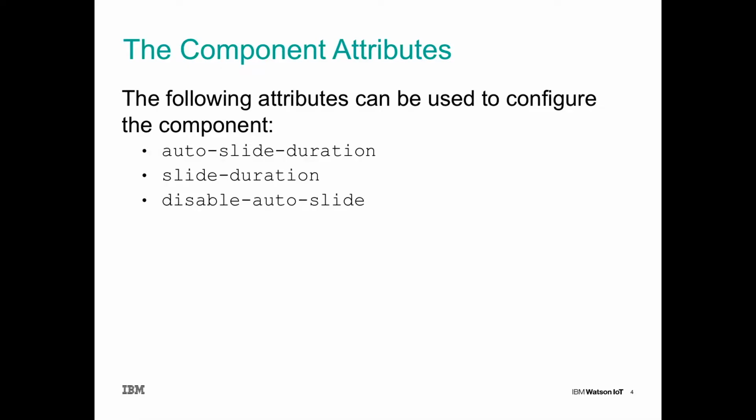Next, let's look at the component attributes. We can use auto slide duration to configure the waiting time from one slide item to the next. We can use slide duration to configure the transition speed when the item is slide. We can use disable auto slide to stop the slide from autoplay. With that, let's jump back to our code.